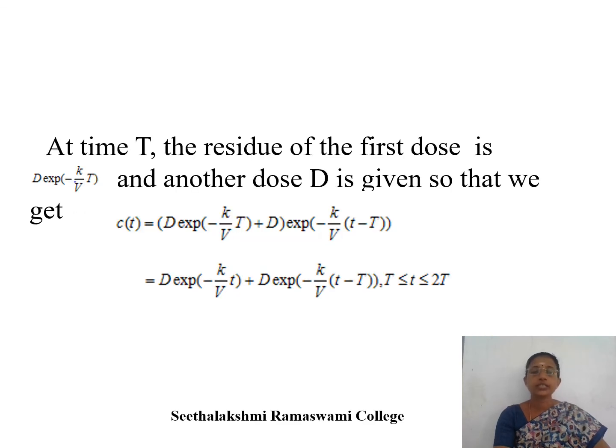At time capital T, the residue of the first dose is D e^(-K/V T), and another dose capital D is given, so that we get C(T) equal to D e^(-K/V T) plus D e^(-K/V (t - T)). And again this can be written, using simplification, as D e^(-K/V t) plus D e^(-K/V (t - T)), and here small t lies in the interval capital T to 2T.